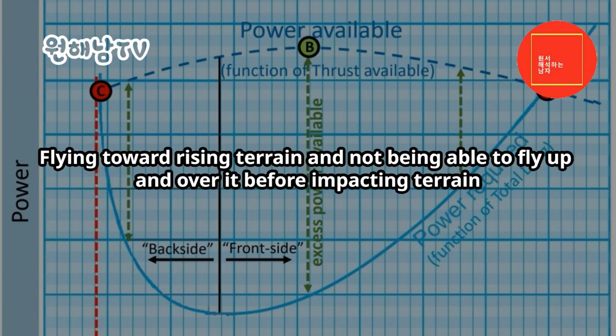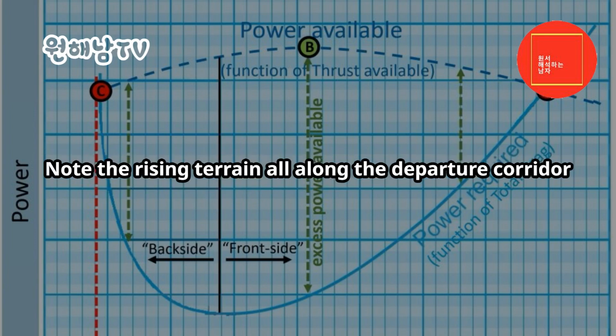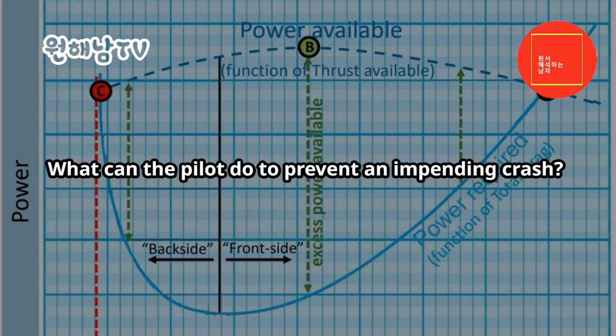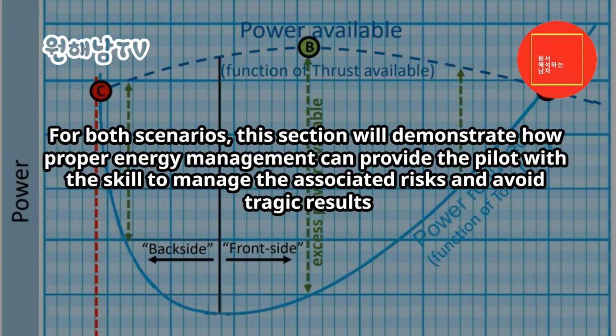Scenario 2. Flying toward rising terrain and not being able to fly up and over it before impacting terrain. Note the rising terrain all along the departure corridor. What can the pilot do to prevent an impending crash? For both scenarios, this section will demonstrate how proper energy management can provide the pilot with the skill to manage the associated risks and avoid tragic results.